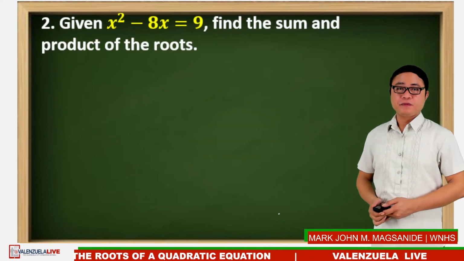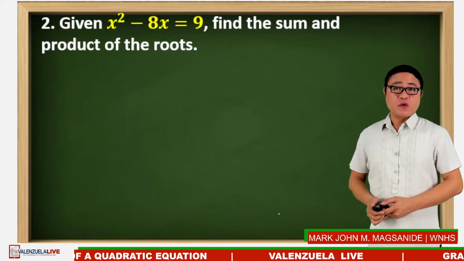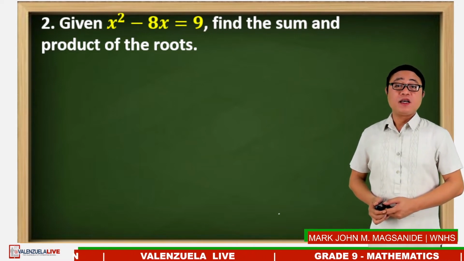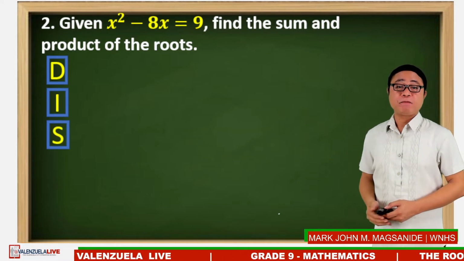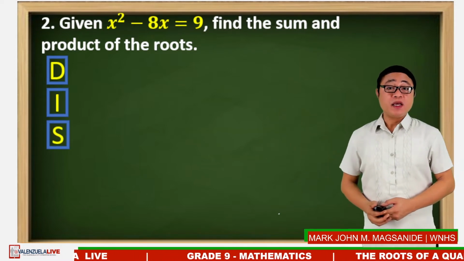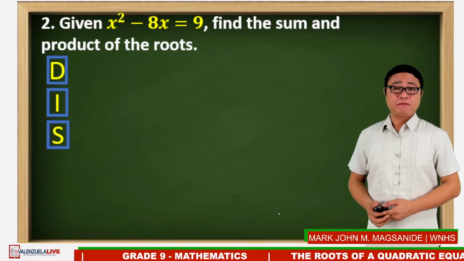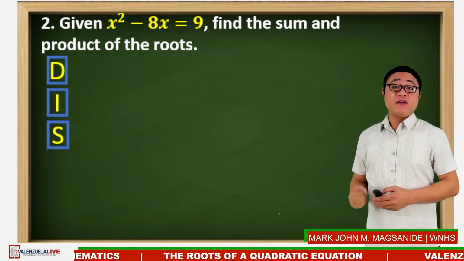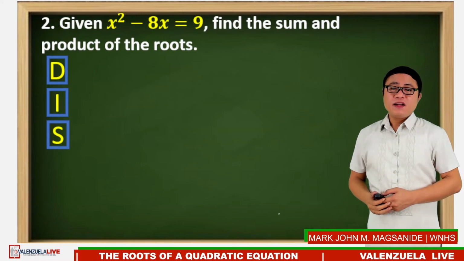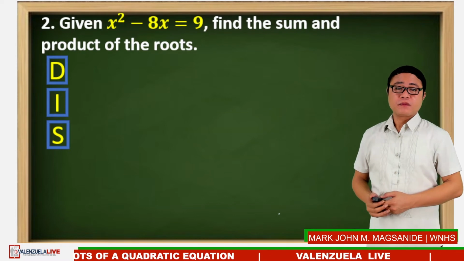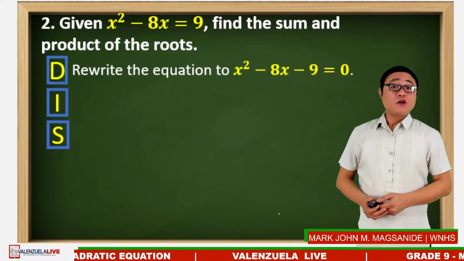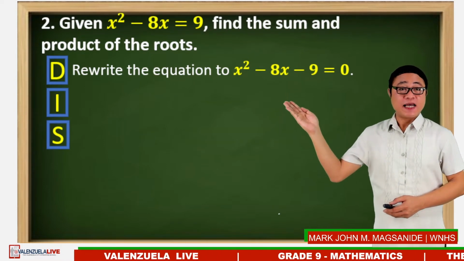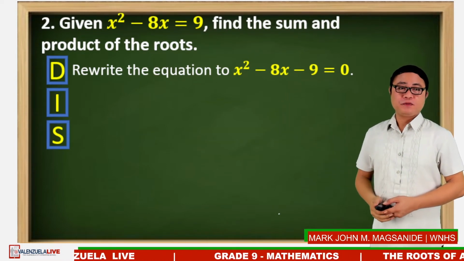Second example. Given x squared minus 8x is equal to 9, find the sum and product of the roots. Using the acronym DIS as a guide, start with determining if the equation is in standard form. Notice that the given equation is not in standard form. So we have to rewrite this to x squared minus 8x minus 9 is equal to 0.